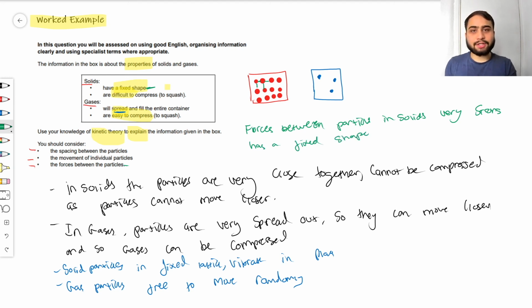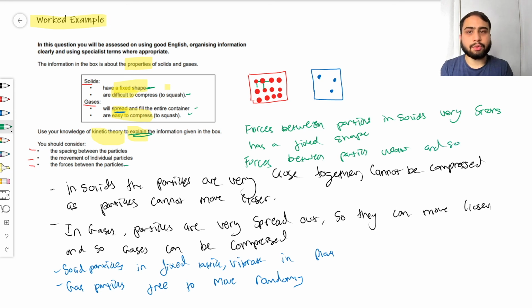Okay, so remember our entire question is about explaining the information given in the box. So we're not just describing solids and particles, we're really looking at how their properties explain the information given here. So because the forces between particles are very strong, solids have a fixed shape. But now in gases, the forces between particles are weak, and so particles spread through the container. And that is all of our 6 marks secured right there.